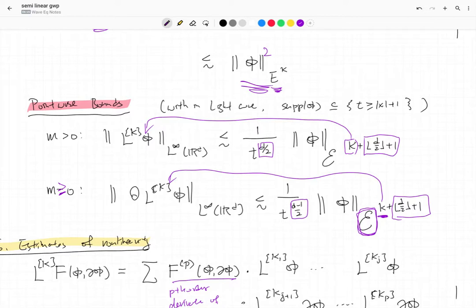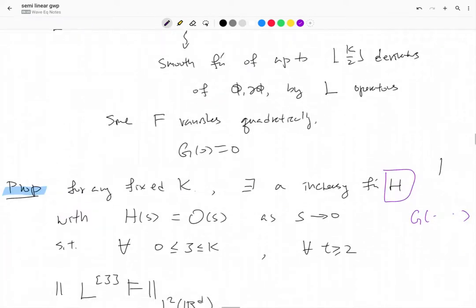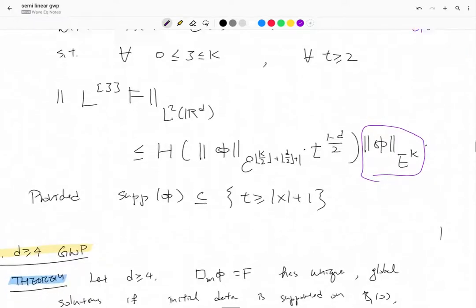Because t to the power d half is always going to be bigger than t to the power d minus 1 over 2, the mass term estimate is also going to be decaying faster. In other words, 1 over t to the power d half is always going to be less than or equal to 1 over t to the power d minus 1 over 2. Remember, we have t is at least 2.